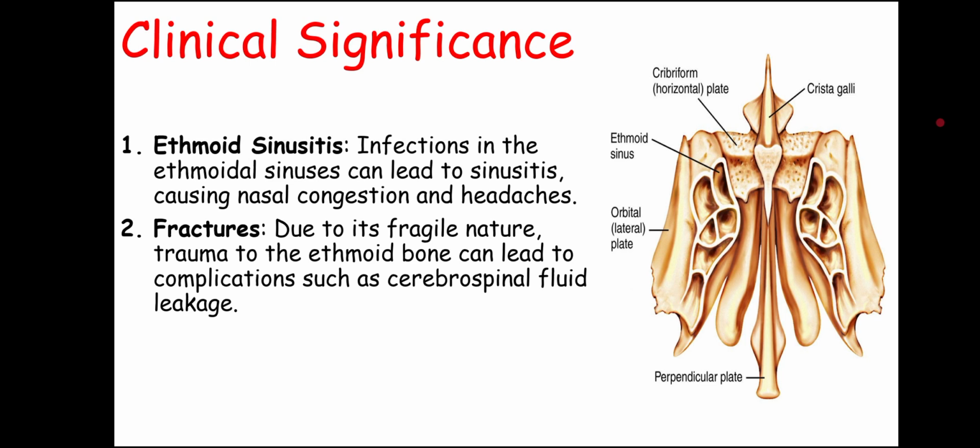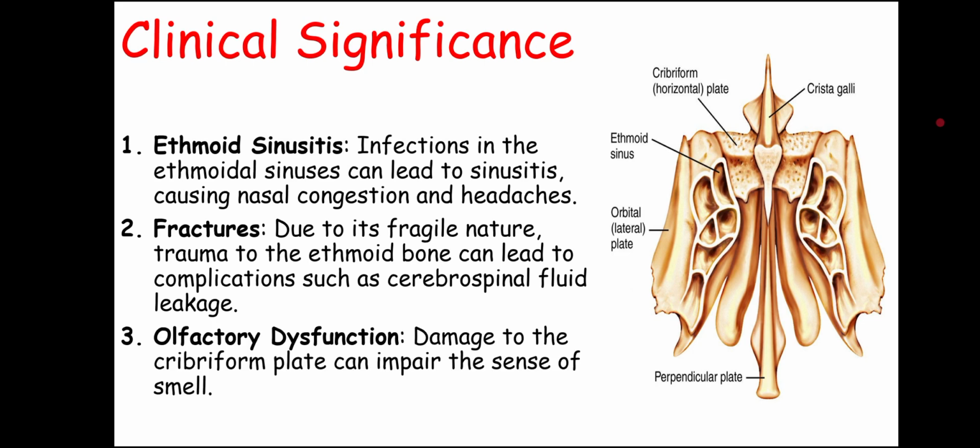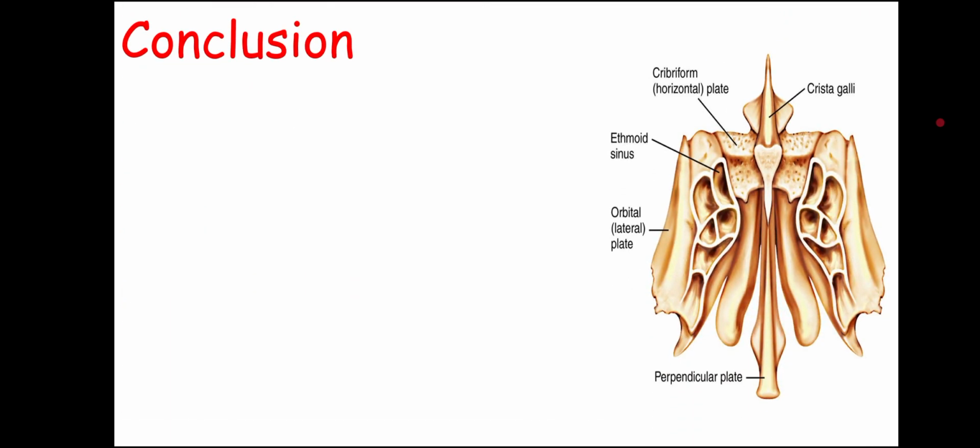The second thing of the significance of the ethmoid bone includes fracture, as due to its fragile nature, trauma to ethmoid bone can lead to complications such as cerebrospinal fluid leakage. And the third clinical significance of ethmoid bone is olfactory dysfunction, as damage to the cribriform plate can impair the sense of smell. Now let's conclude the whole lecture.